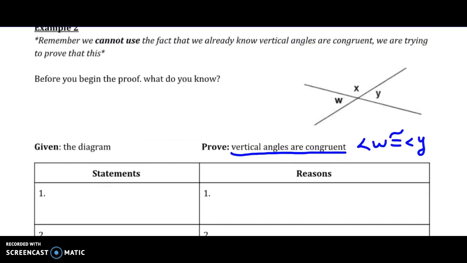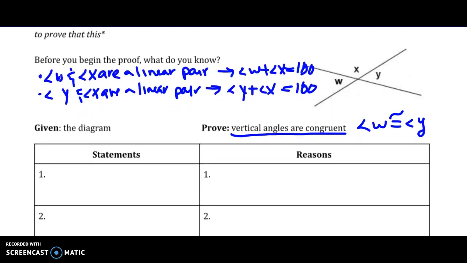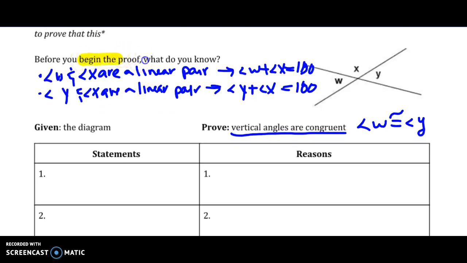Given information, they didn't give us anything in particular, so I'd like you to pause the video, take 30 seconds, write what you know about this diagram, but remember you cannot use vertical angles are congruent to one another in the proof itself until the last statement, because that is what you are trying to prove or show. So I've written down what it is I know before I begin the proof.